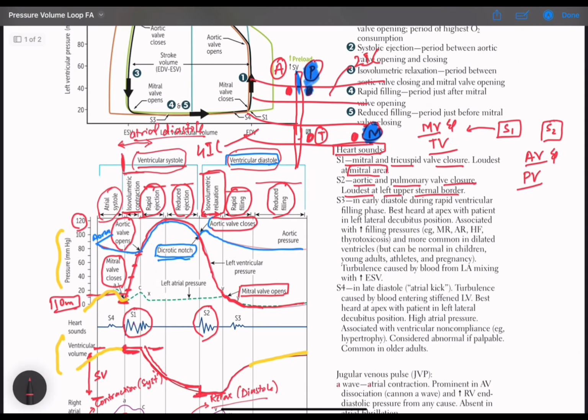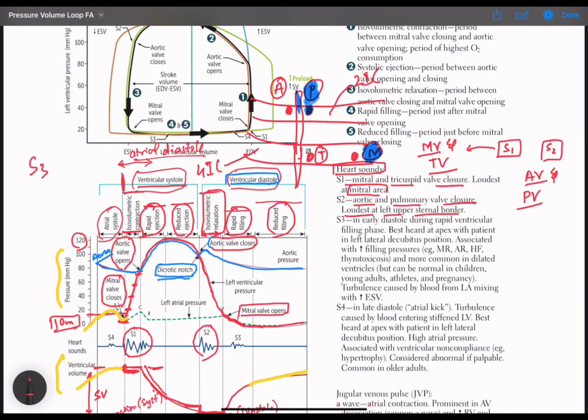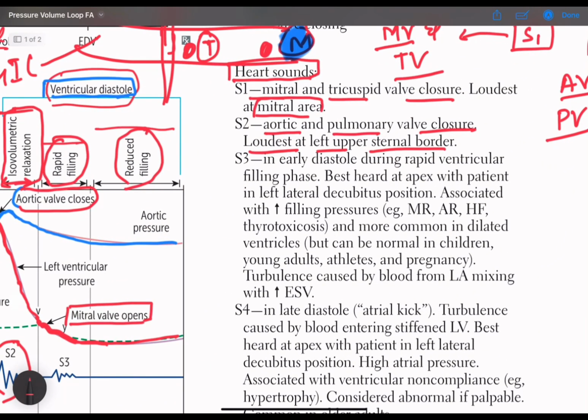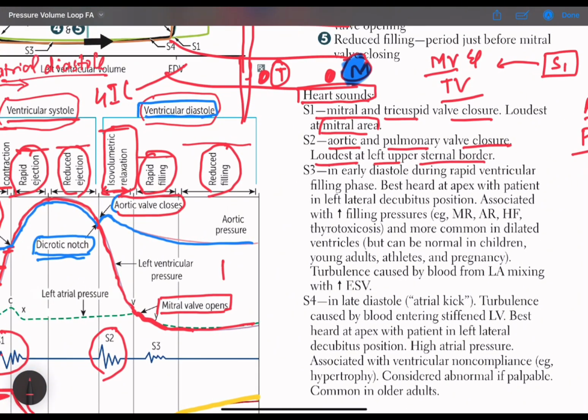Besides S1 and S2, we have other heart sounds, S3 and S4. These are also known as galloping heart sounds, or abnormal heart sounds. They are not present in normal individuals. So what is S3? S3 is caused by increased left atrial pressure. When we have increased left atrial pressure and the blood pushes from the left atria with this increased pressure into the left ventricle, this produces a murmur or sound known as S3.